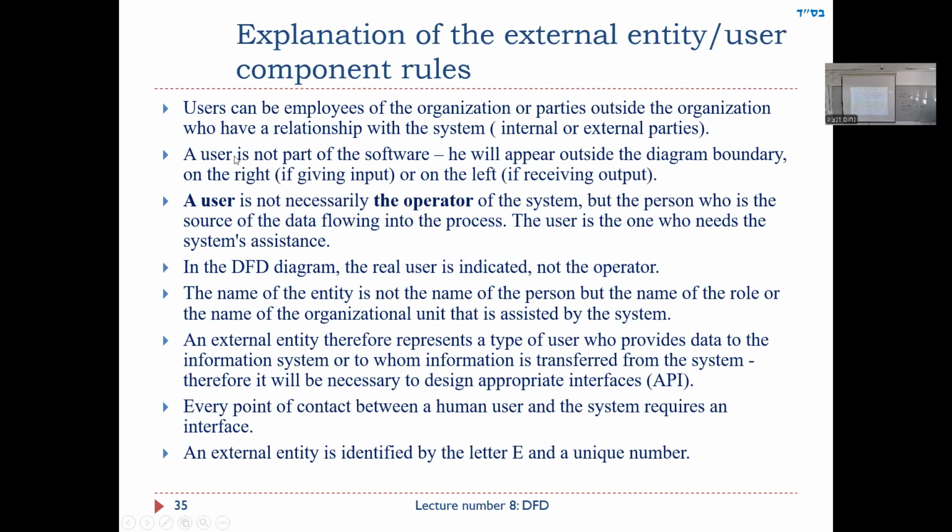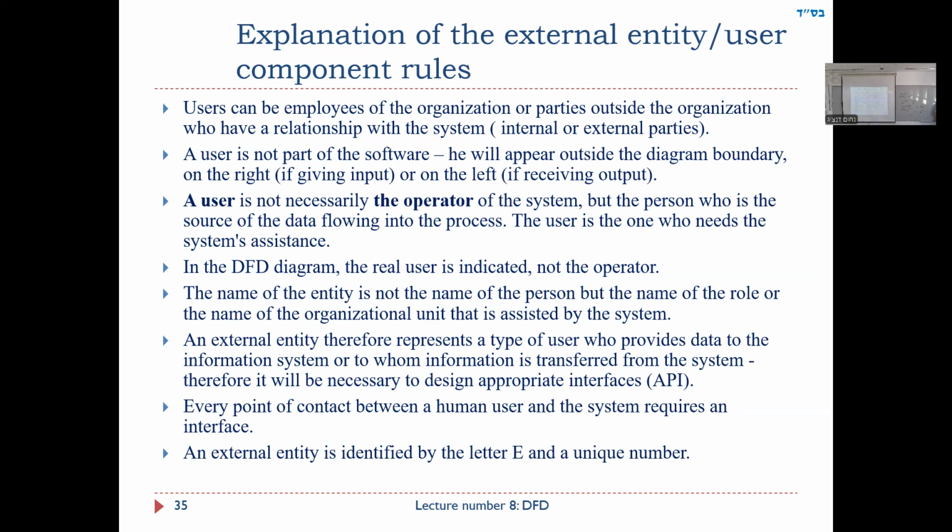What about external entities? Users can be employees of the organization or parties outside of the organization with a relationship with the system, right? You can be an internal or external party. A user is not part of the software, obviously. He will therefore appear outside of the diagram. And as we said, on the right, if giving, no. On the left, if receiving output, no, this is backwards, right? That's a mistake in the slide there.